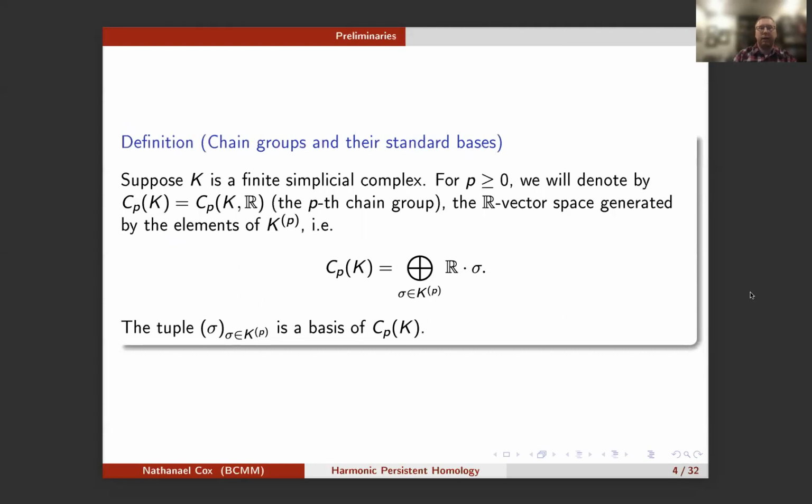And if we have a finite simplicial complex, we will denote the pth chain group on that complex to be the R vector space generated by all of the elements of K_p, which is a set of P simplices. And so C_p(K) is this direct sum here. And in this construction, the tuple of all of your P-dimensional simplices forms a basis of your chain group.